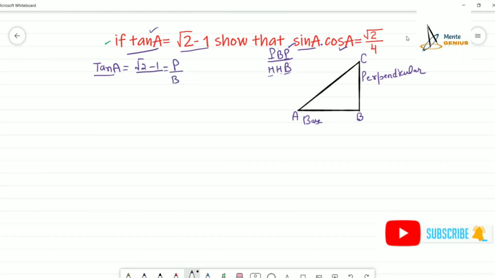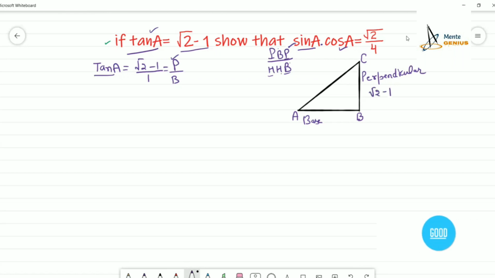Now we can write root 2 minus 1 divided by 1. Okay, now we will get, by equalizing, perpendicular will be equal to root of 2 minus 1 and our base will be equal to 1. Now we have to find the value for hypotenuse. हाइपोटेनियस कैसे फाइंड आउट करेंगे?